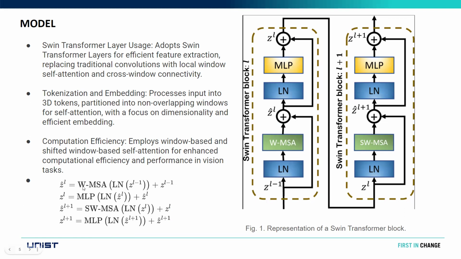So first, they have this window multi-head self-attention, which is preceded by LN, which is layer normalization, and they give it to the MLP. And after that, the MLP output will be used in the shifted window multi-head attention. Then finally, they give it into the MLP.